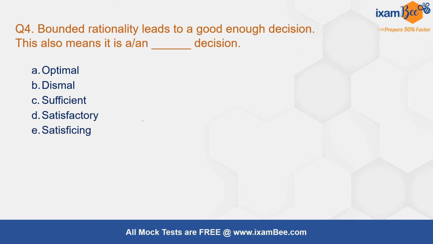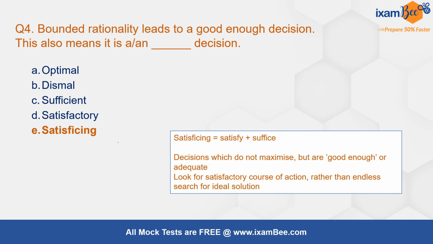The fourth question, bounded rationality leads to a good enough decision. This also means it is a dash decision. Is it an optimal decision, a dismal decision, a sufficient decision, a satisfactory decision, or a satisficing decision? The correct answer is satisficing. In bounded rationality, this concept was given by Mr. Herbert Simon, in which he said that choosing an absolute best alternative is not always possible because we are limited by certain limitations, and therefore we look at a good enough decision. And the term that he used to define that is satisficing, which is a combination of satisfy and suffice.